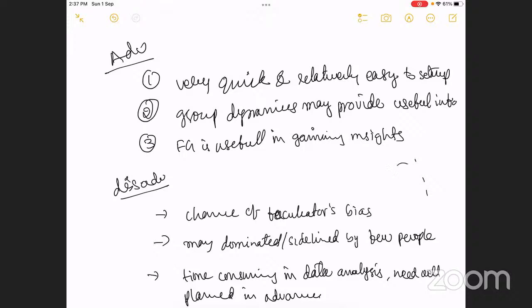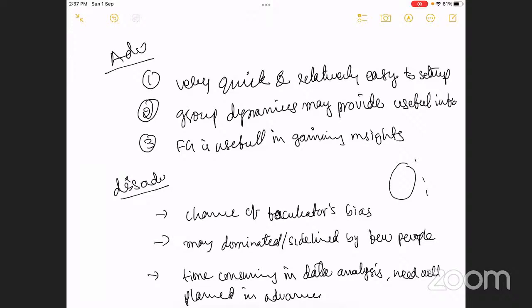Or sometimes what happens is we are discussing one topic, the discussion continues and leads to another topic, which is not related to our topic also. This will happen in our focus groups. Are you following? These are the disadvantages.